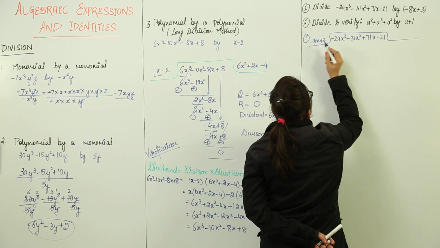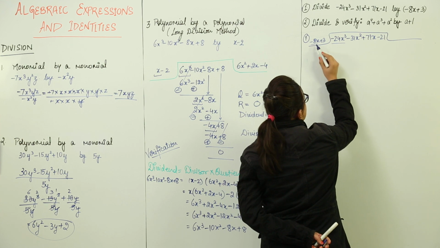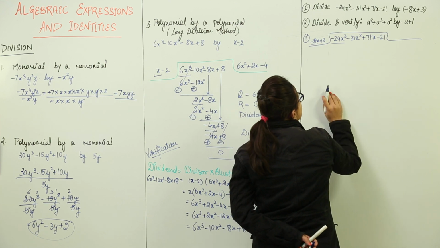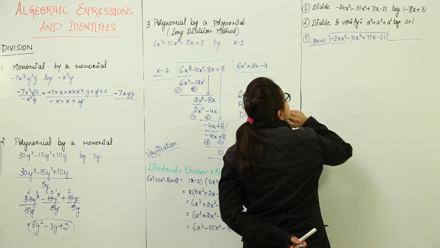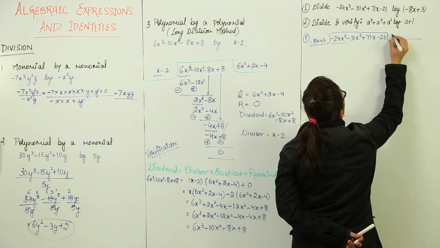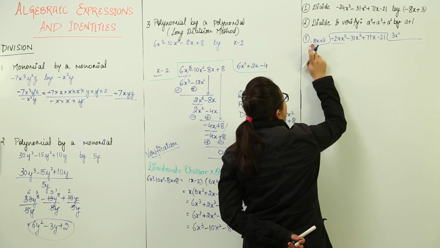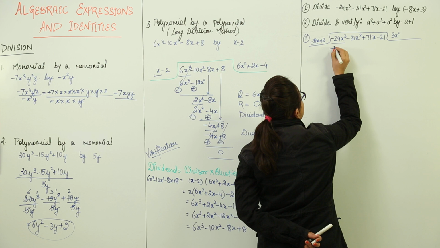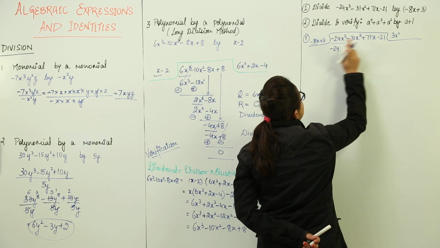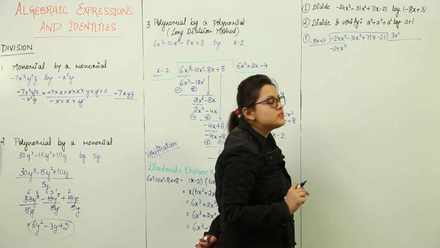Let us check. Consider the first term of the first expression and the first term of the second expression. What should minus 8x be multiplied with to get minus 24x cube? We should multiply it with 3x square. Let us check. Minus 8 into 3 is minus 24 and x into x square will be x cube. That means our question was correct.